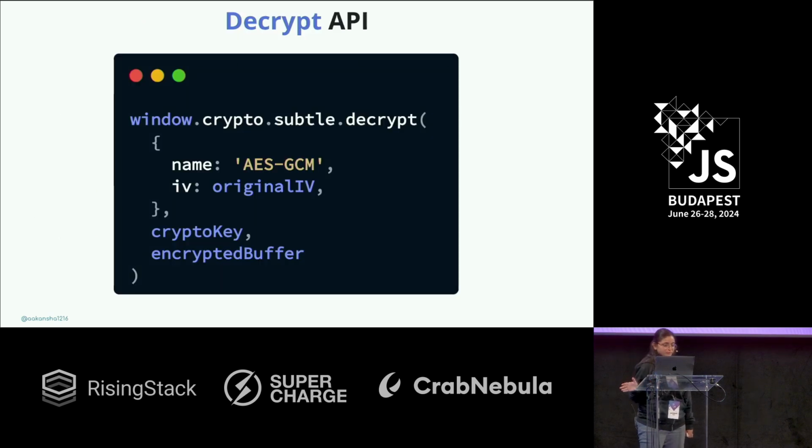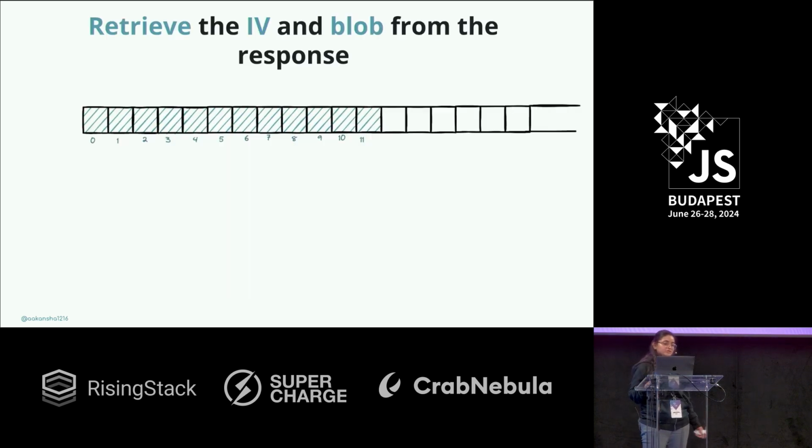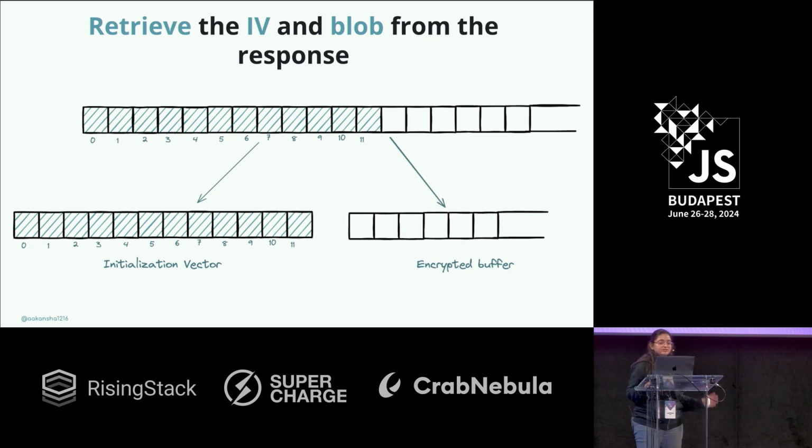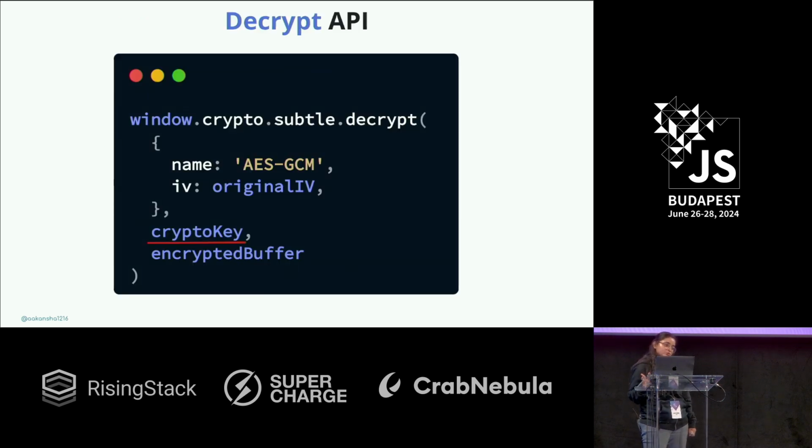Now we want to decrypt the content. This is exactly the same as the encrypt API. It needs the original IV, the crypto key, and the encrypted buffer. In the payload, we already have two of these parameters, right? We just uploaded them to the server: along with the IV, we also uploaded the encrypted buffer. So let's retrieve the first 12 bytes, which is the IV, and the rest is the encrypted buffer. What I'm left with is the crypto key.